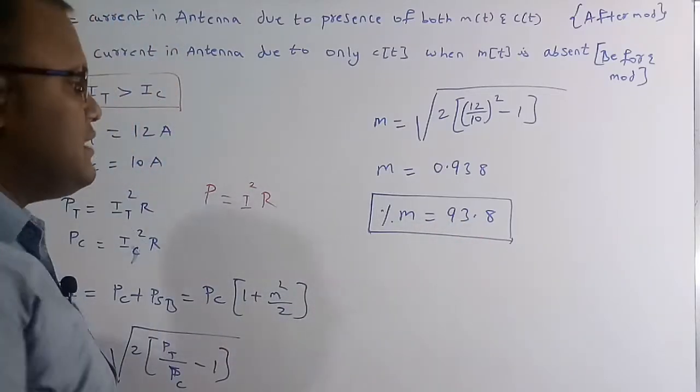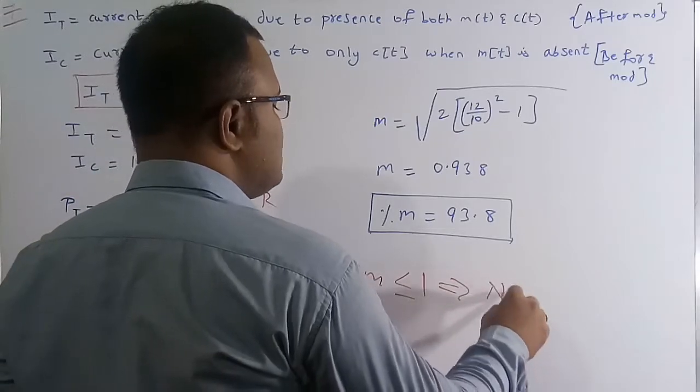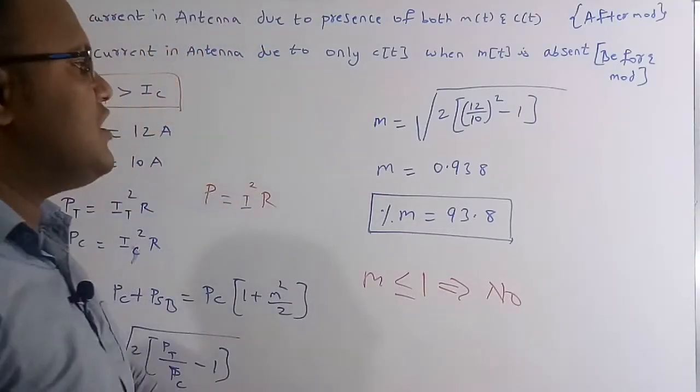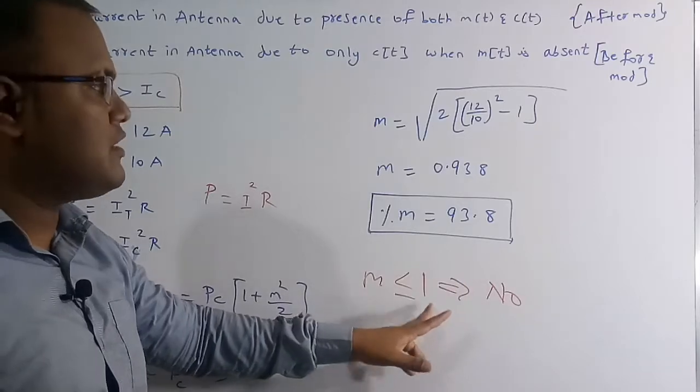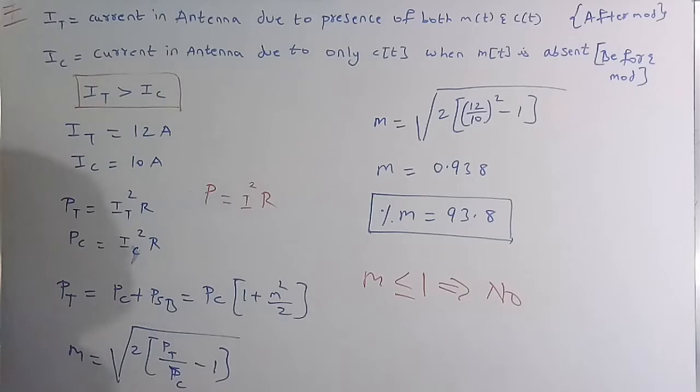In the question they also given that M is less than or equal to 1, then only there is no distortion in the output. So therefore we also got the value of M which is less than or equal to 1. So therefore there is no distortion in the output. So this is the way we can solve this numerical.